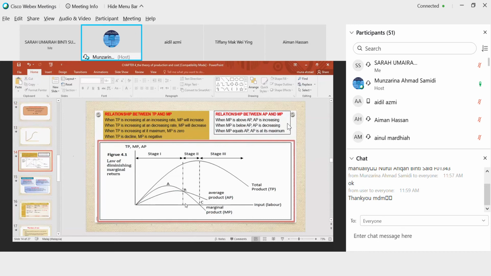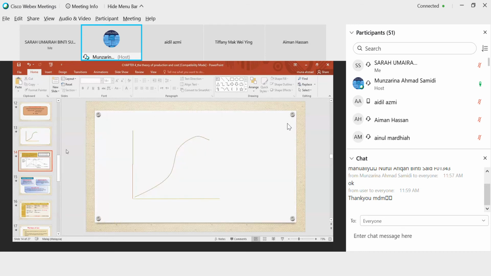So marginal product is the slope of total product. But actually this is not very correct. That's why I draw another total product curve here, labor, quantity of labor.